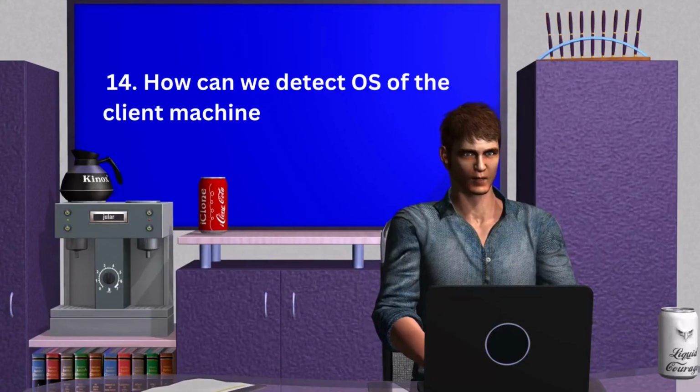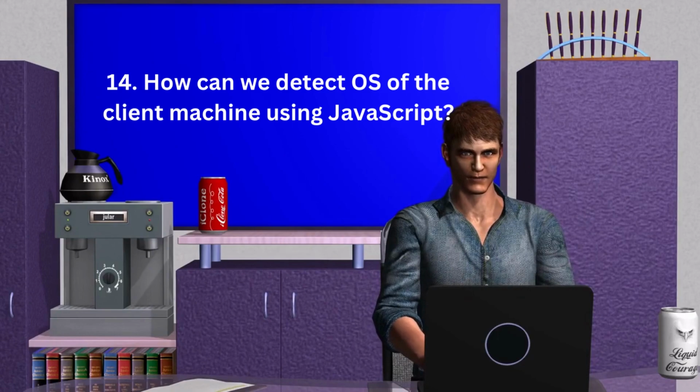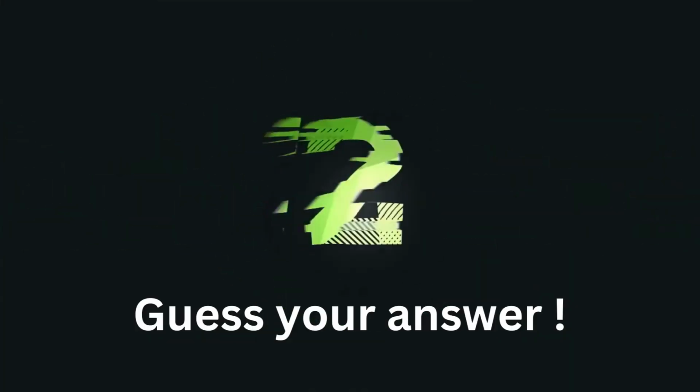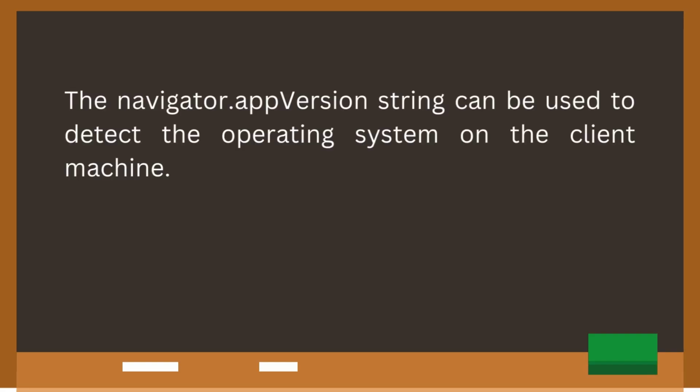14. How can we detect the OS of the client machine using JavaScript? The navigator.appVersion string can be used to detect the operating system on the client machine.